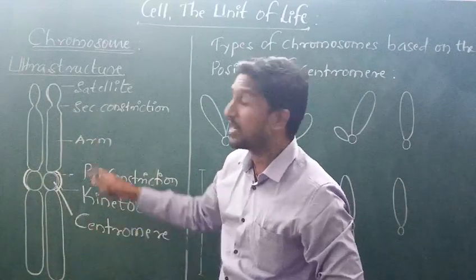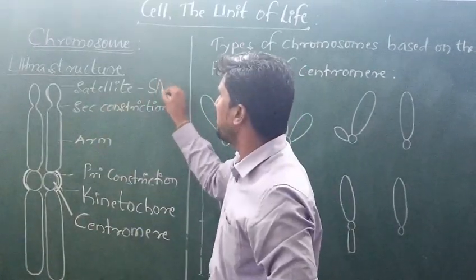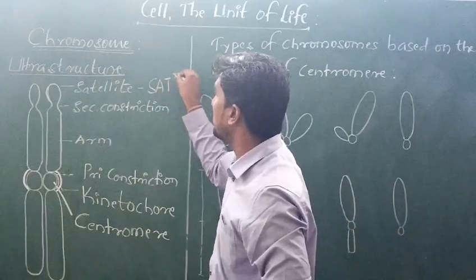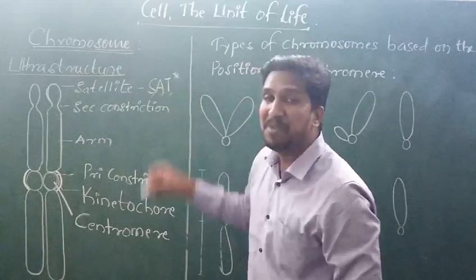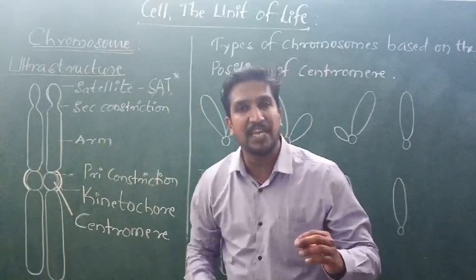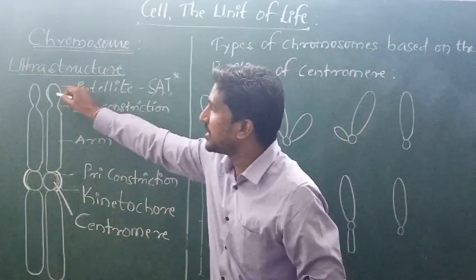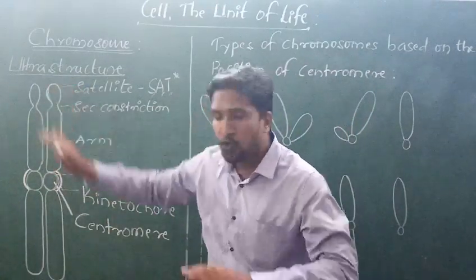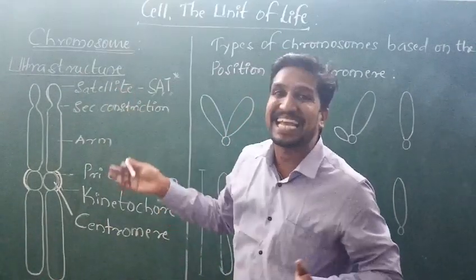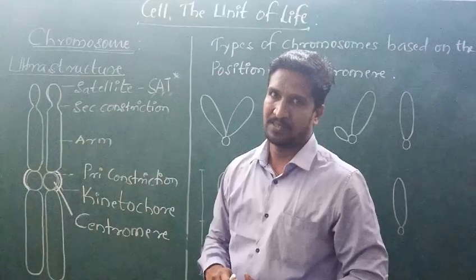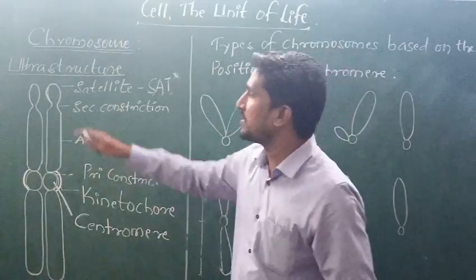Here some more parts were there, like the satellite. Actually, it is going to be called SAT, the most important for the label. It is called cyanoacidothymidine, a chemical which is going to be studied here. And here this part could not take any stain. Because of that it is said to be a satellite. So transcriptionally inactive threads will be present here.